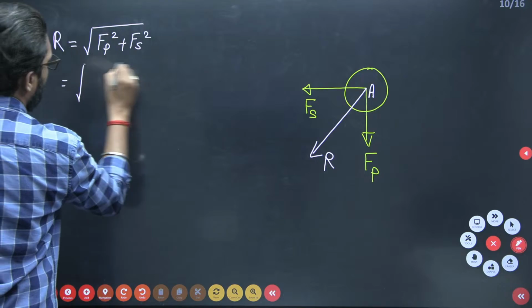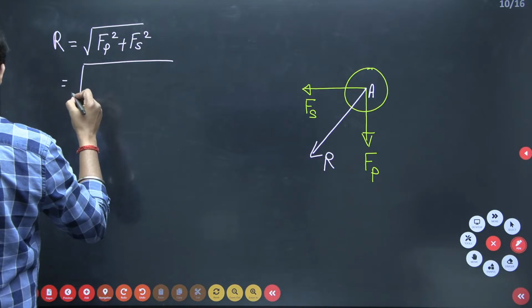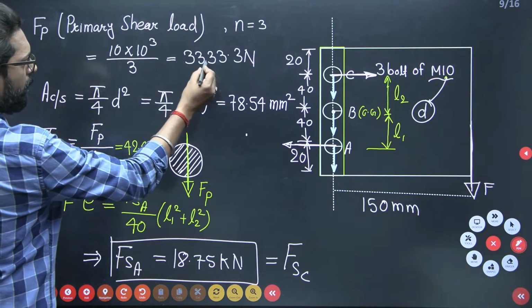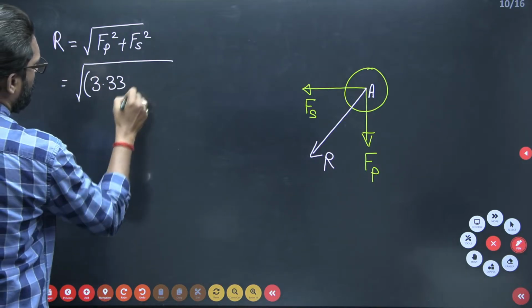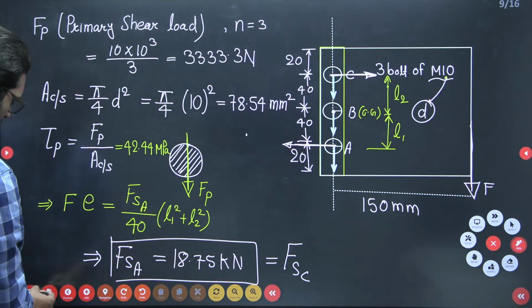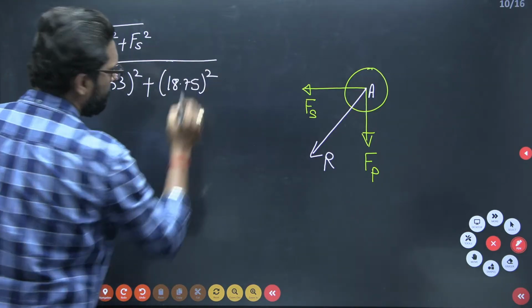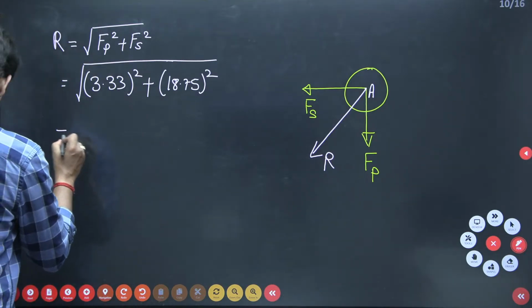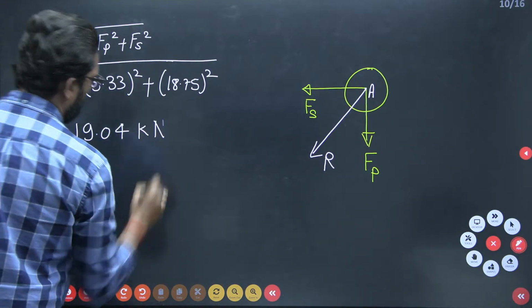What is F primary? In kilonewton, this is 3.33 kilonewton, squared. What is the secondary? 18.75, squared. Clear? Now we have to put in these values and calculate. This is your 19.04 kilonewton. So this much amount.